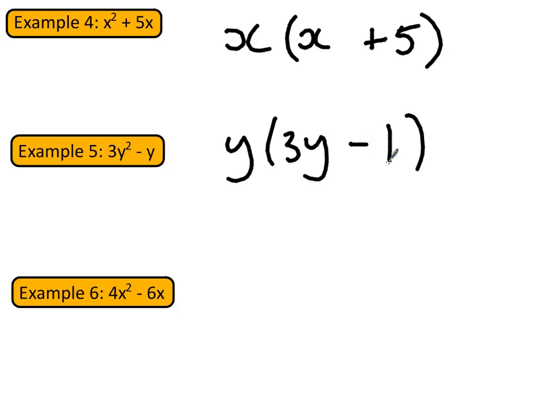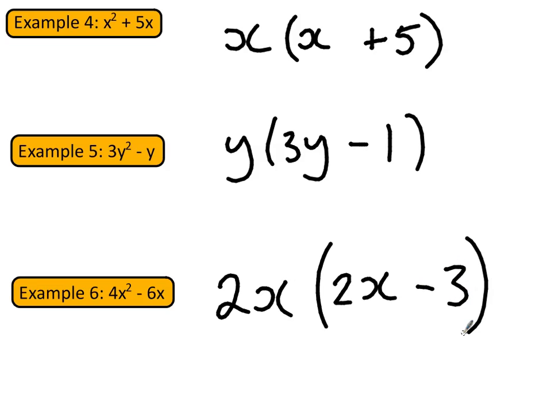In the final example, we have both letters and numbers in common to both. So 4 and 6 are both divisible by 2, and x squared and x are both divisible by x. So we can take out 2 things, a 2 and an x. So 2x multiplied by 2x makes 4x squared, and 2x multiplied by minus 3 makes minus 6x. So the answer is 2x bracket 2x minus 3.